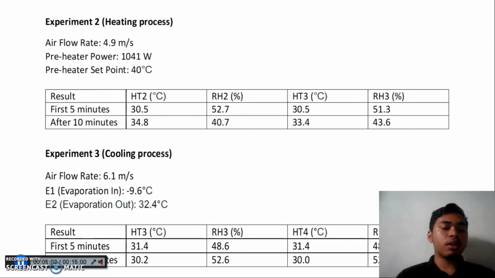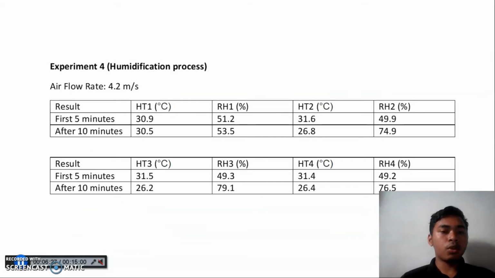Before we start an experiment, we need to wait for E1 to reach negative 5 degrees Celsius, and we start the first 5 minutes to record. So the temperature of air would be cooler when it leaves the evaporator.